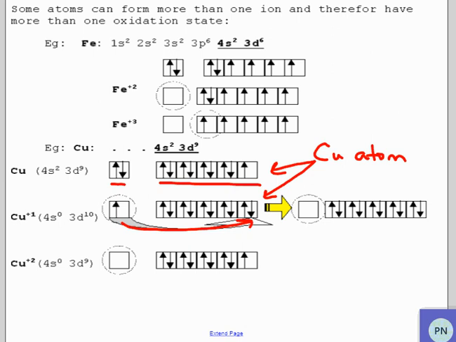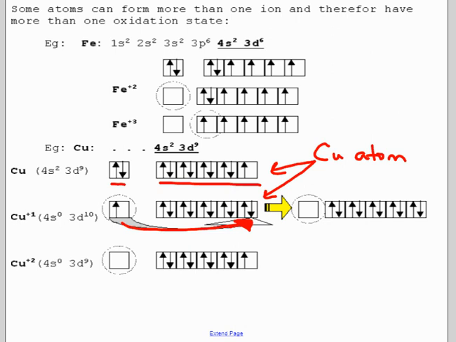What happens when we form an ion? Well, you have to remember that according to quantum theory, we're not saying that this electron is always here all of the time. We're just saying that it is mostly here most of the time. So this is probability. We'll probably find it here more often, but not always.